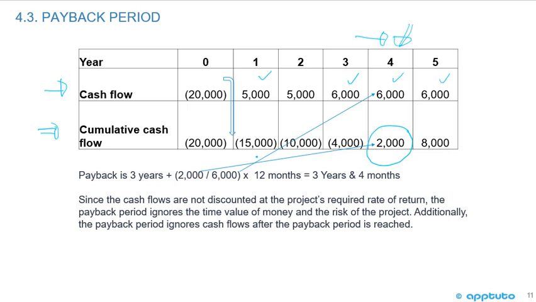So how do we calculate the part year? All we do is we see that we had at the end of year 4, 2,000. So we do 2,000 divided by 6,000 times 12 months in a year. We get 3 years and 4 months, okay?